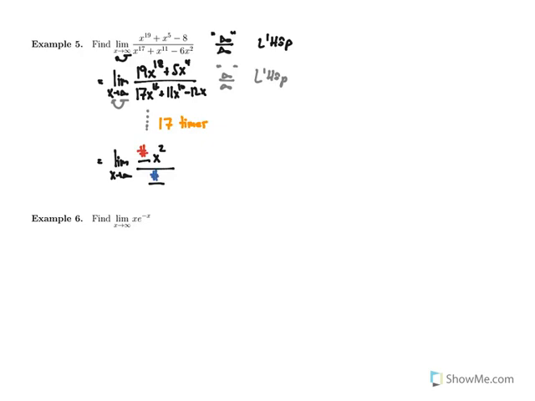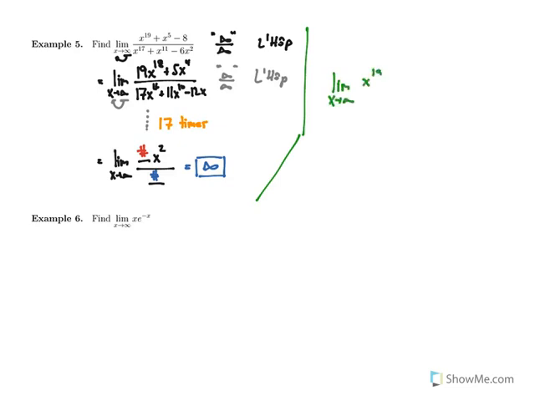The power is too big on the top compared to the bottom. That's what's going to happen, and you're going to be left with infinity in that case. So in this problem, I wanted to make clear that you can do L'Hopital's rule a whole bunch of times, and you can actually guess how many times you're going to do L'Hopital's rule based on the degrees of these polynomials.